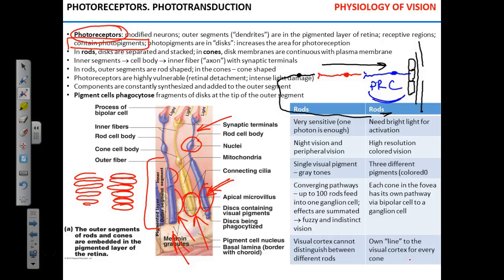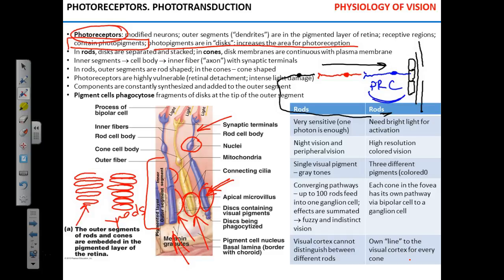Photopigments are the molecules that are responsible for photoreception. Does that make sense? Follow me? The more area with photopigments we have, the more light the cell can receive, the more light the cell can absorb. So discs increase area for photoreception. In rods, the discs are separated. In the cones, it's pretty much folds of the membrane.